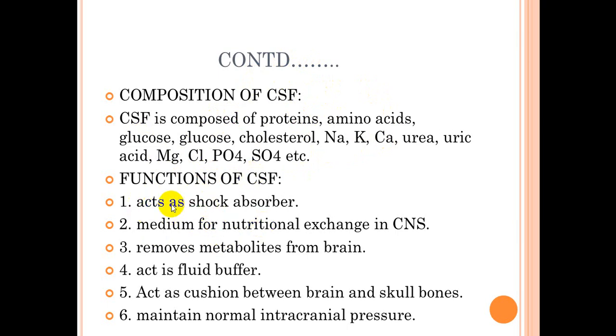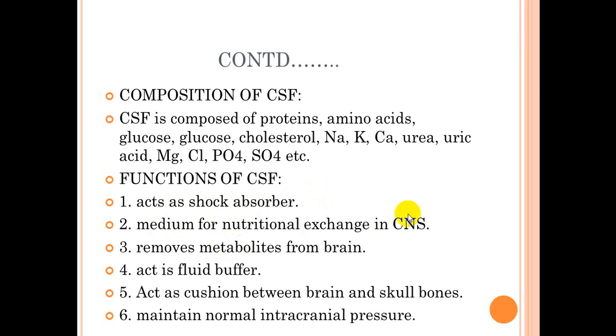The first one is it acts as a shock absorber. Whenever there is injury to the brain or hit जो है वो trauma हो जाता है, or when it is struck with something, तो जो extra pressure होता है, the pressure of trauma or hitting with something, तो ये CSF it acts as a shock absorber and prevents brain and spinal cord from injury.